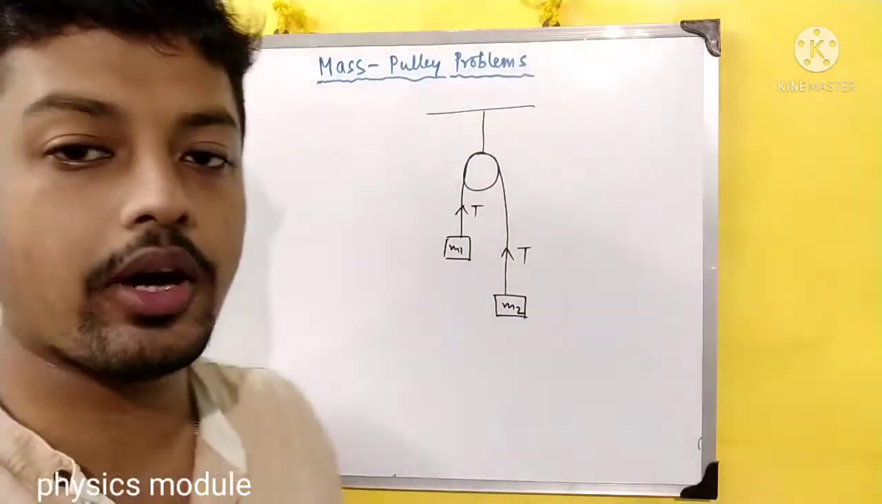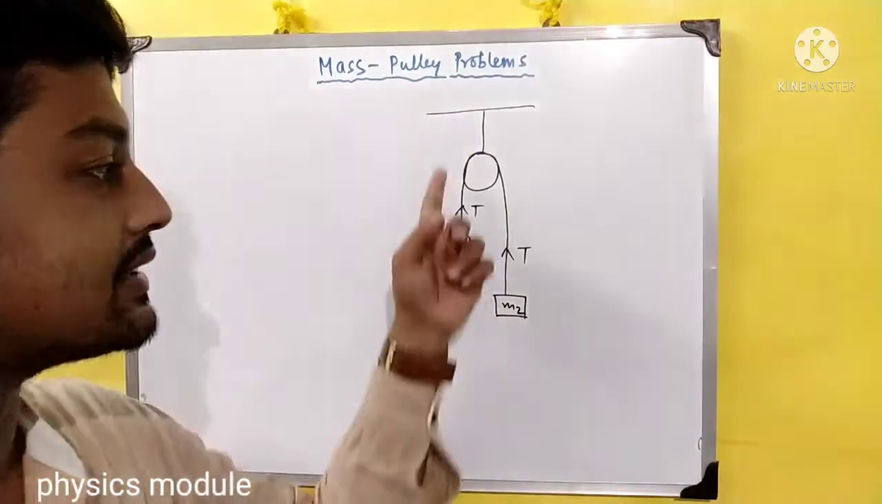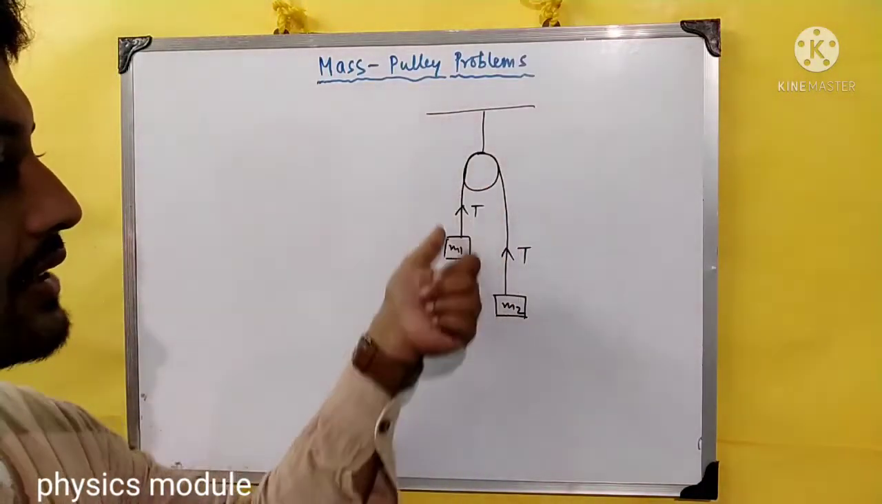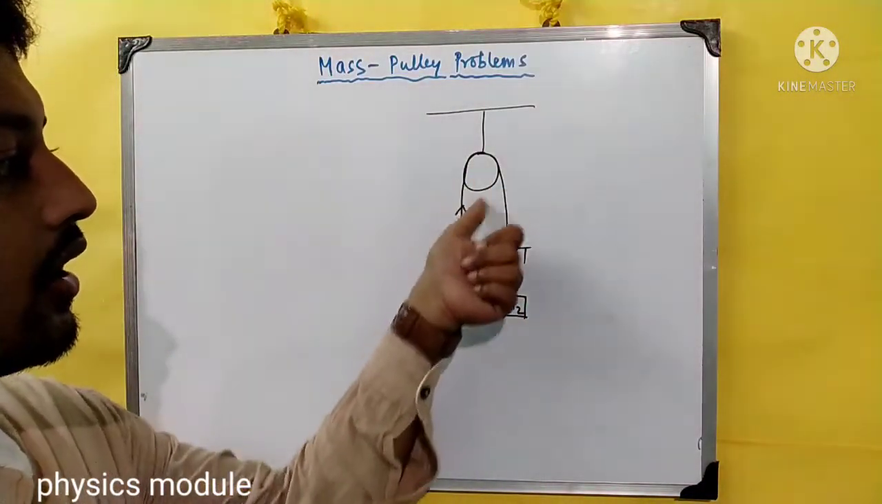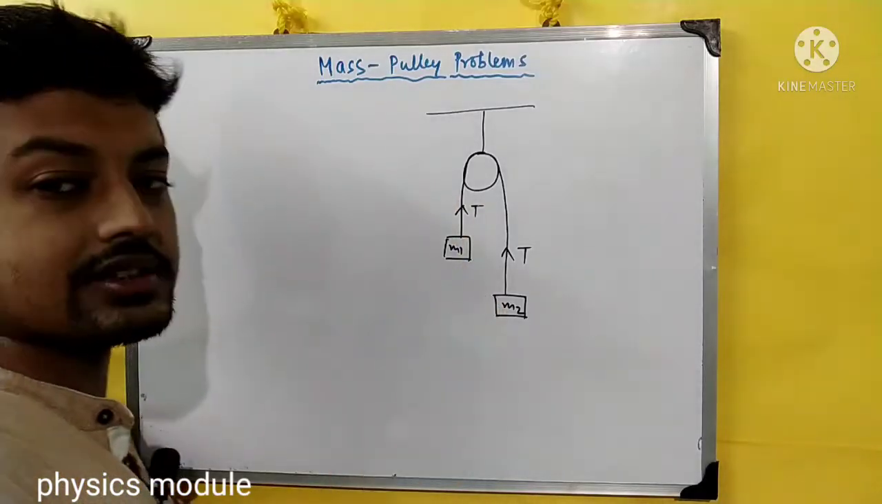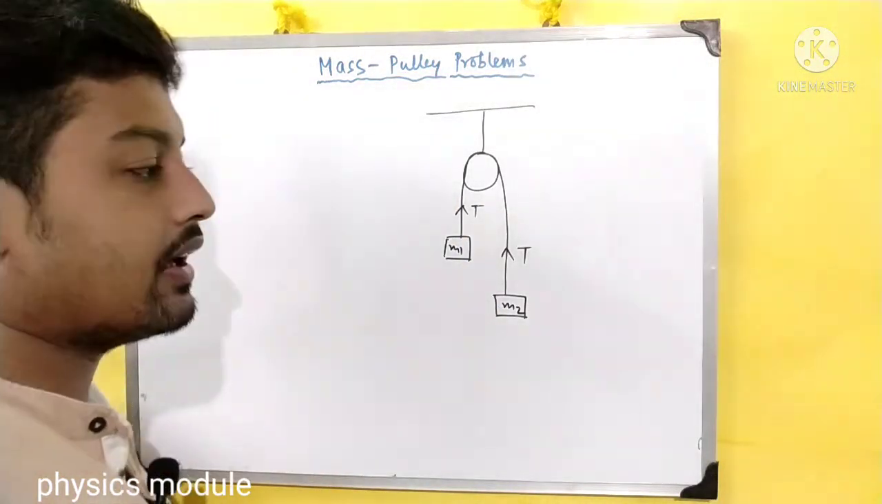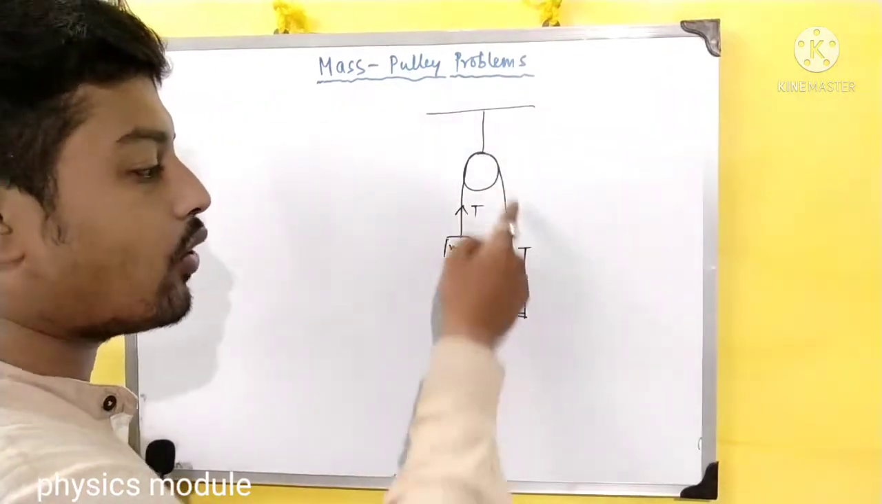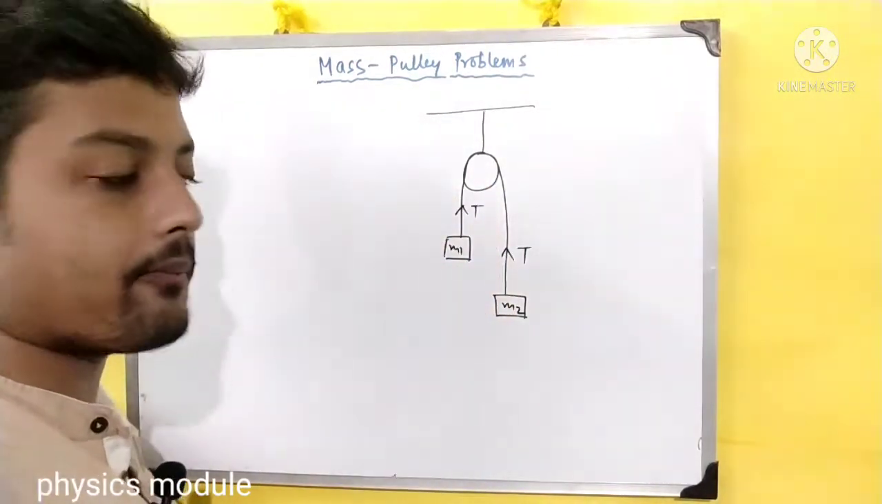Okay, what is the second point? Tension force for a single string. Here you can see this is a single string. This is the only string tied around this pulley. Tension for a single string will always be the same. That is, it is T over the entire length of the string.